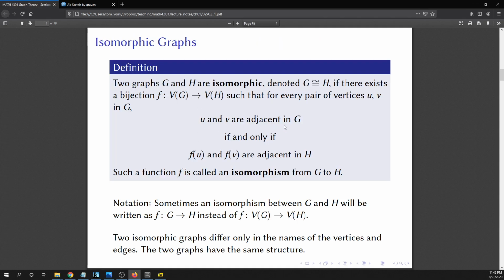So this is the property that we mentioned back here: U and V are adjacent in G if and only if F of U and F of V are adjacent in H. So that's the property that we're checking. All right, so let me take a look. Let me put that down.